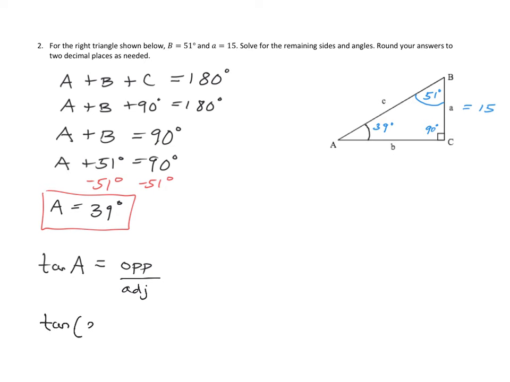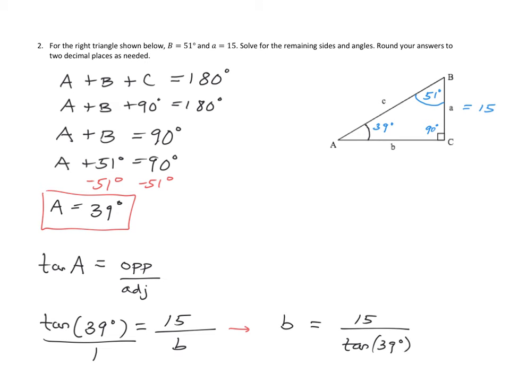That is, tangent of 39 degrees is equal to the opposite side is 15, and the adjacent side is B, and we don't know what B is equal to. But that's okay, we can solve this for B. What I'll do is multiply B into this numerator and multiply tangent of 39 into this denominator. We can do this in one step, and when we do, here's what we have. B is equal to 15 divided by tangent of 39 degrees. We don't need the denominator of 1 anymore, but this is the value of B.